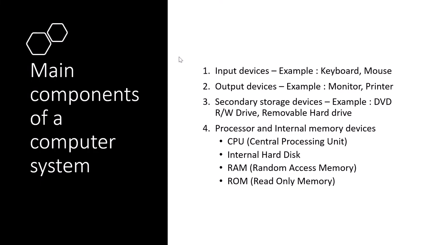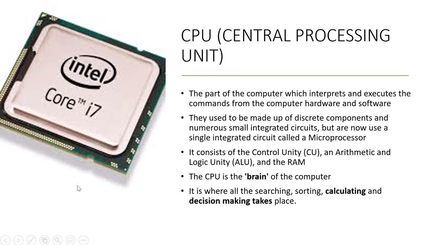Now we look at CPU and memory. When we try to list the main components of a computer system, the computer system consists of input devices, output devices, your secondary storage devices, and the processor and internal memory devices. So this fourth section is what we want to look at now, because as you can see, we've covered the first three already.